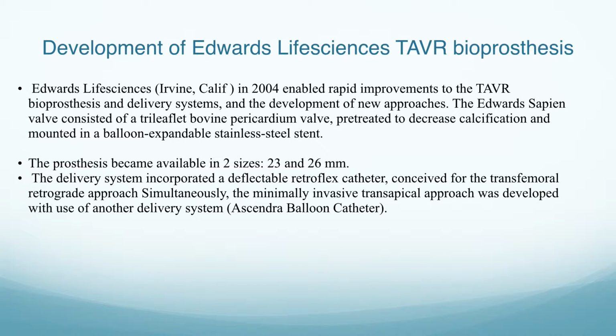So Edwards Lifesciences in 2004 enabled rapid improvements to the TAVR bioprosthesis and delivery systems and the development of new approaches. The Edwards Sapien valve consisted of a tri-leaflet bovine pericardium valve, pre-treated to decrease calcification and mounted in a balloon expandable stainless steel stent, and became available in 2 sizes. And the delivery system incorporated a deflectable retroflex catheter conceived for the transfemoral retrograde approach. Simultaneously, the minimally invasive transapical approach was developed with use of another delivery system.